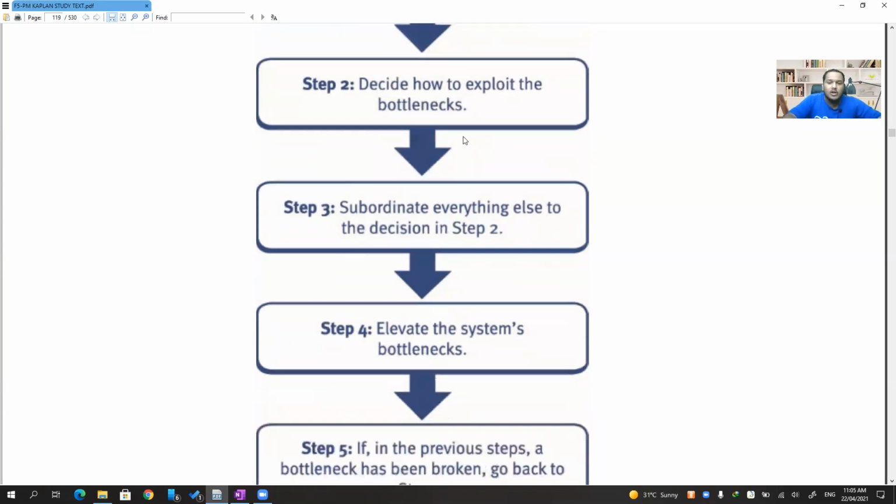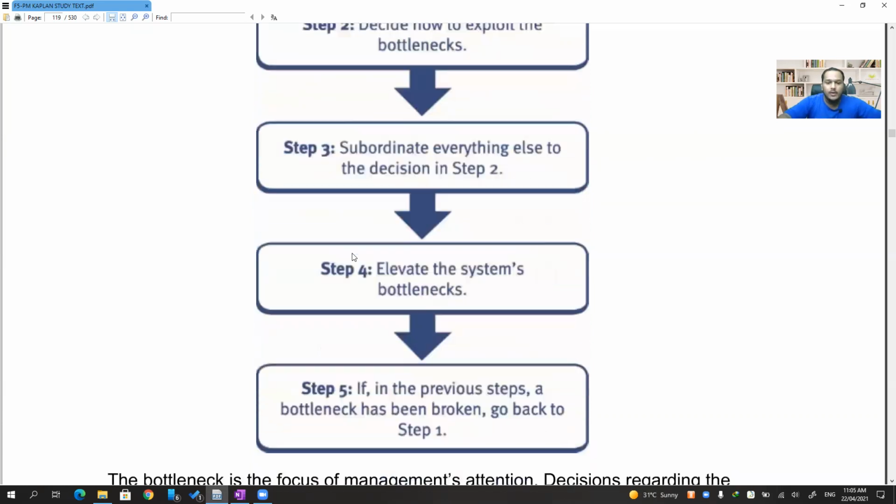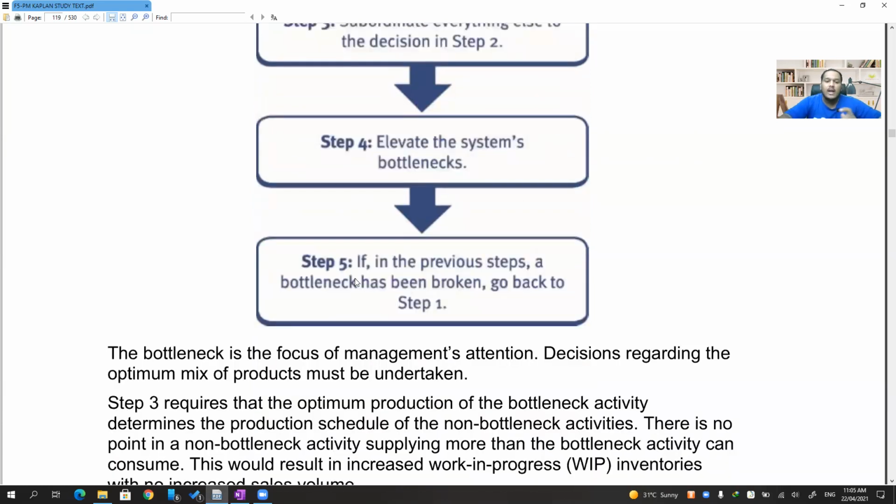How do we exploit the bottleneck? Subordinate everything else to the decision in step 2. Based on that, how do the rest of the resources work? Elevate the system's bottleneck, and then if the previous step has created another bottleneck, then go back to step 1 and repeat the entire cycle.